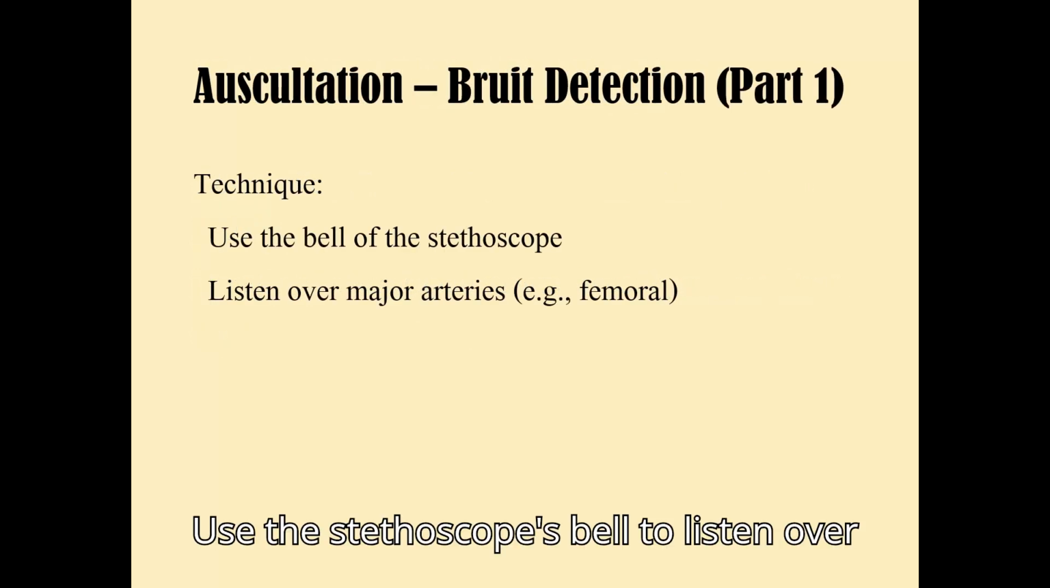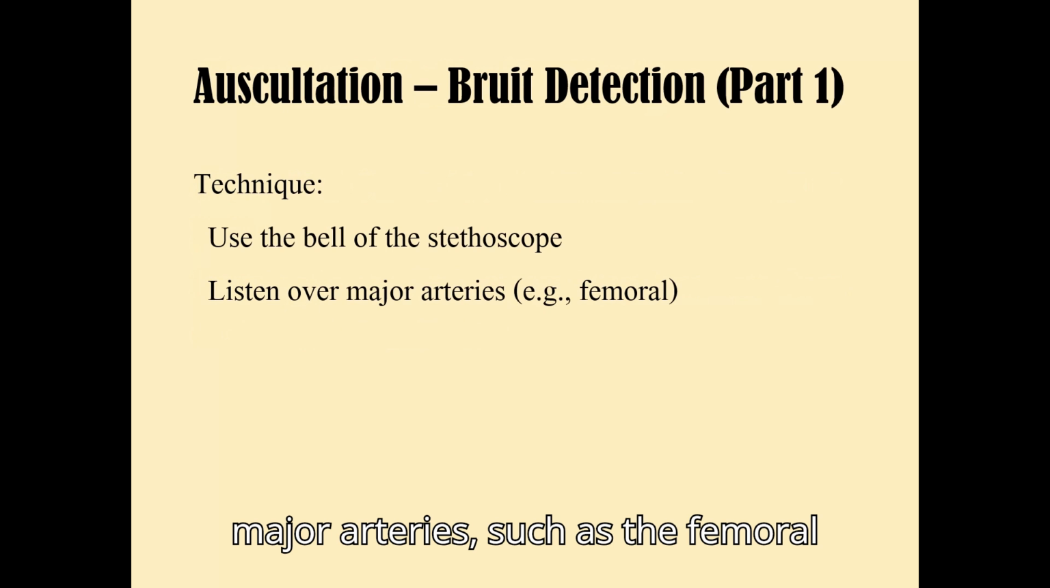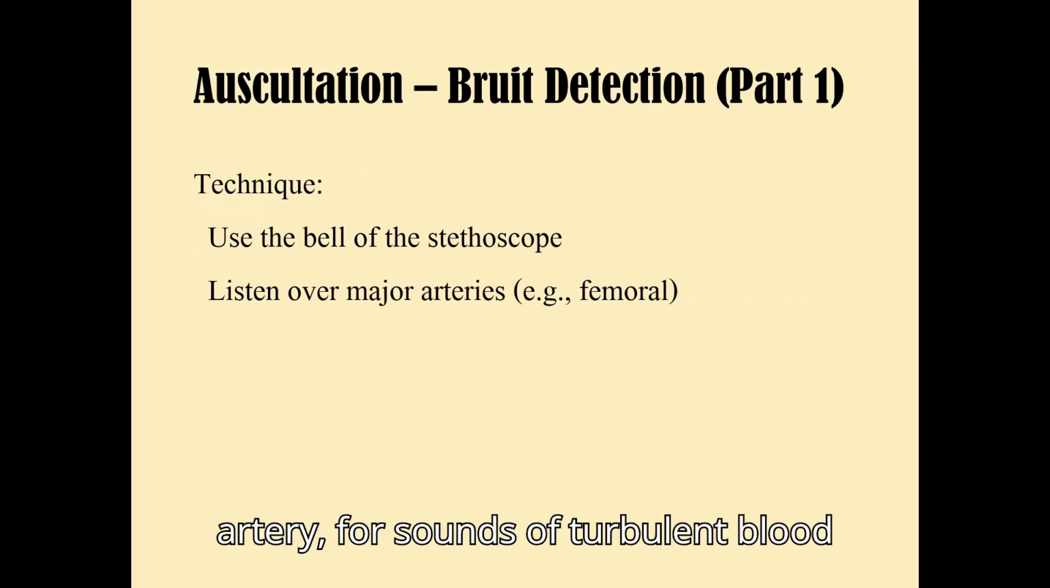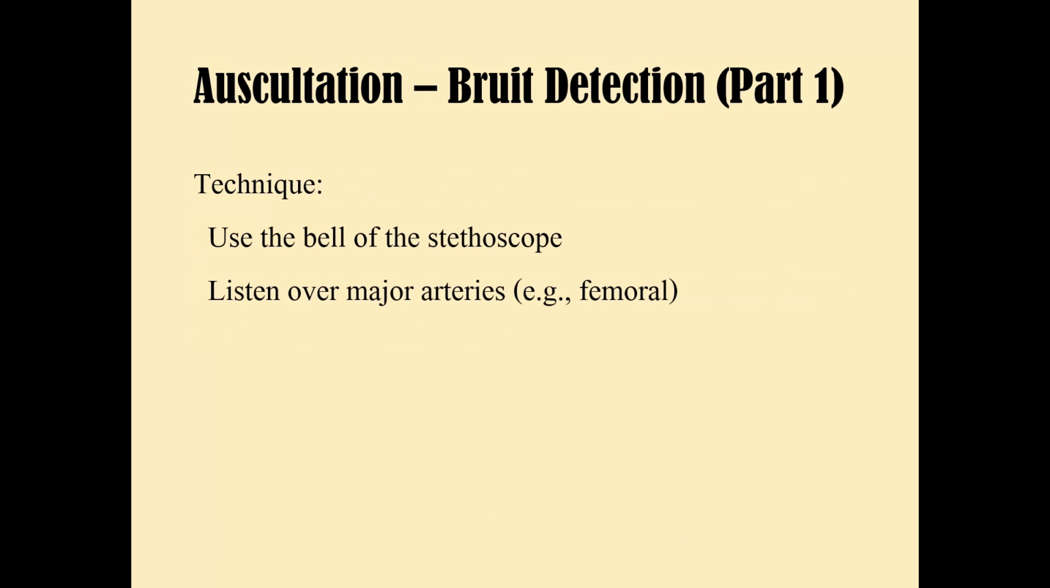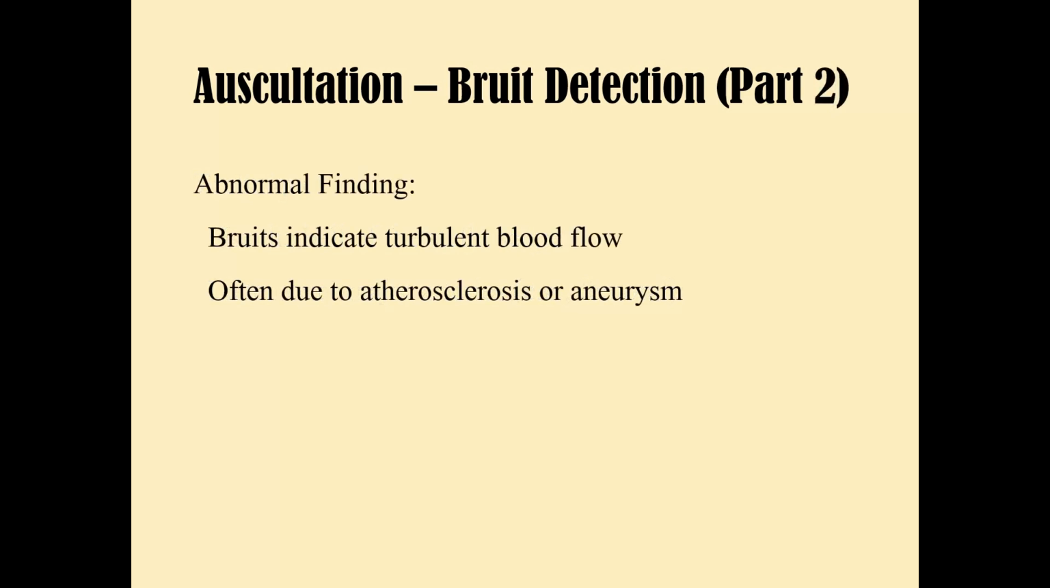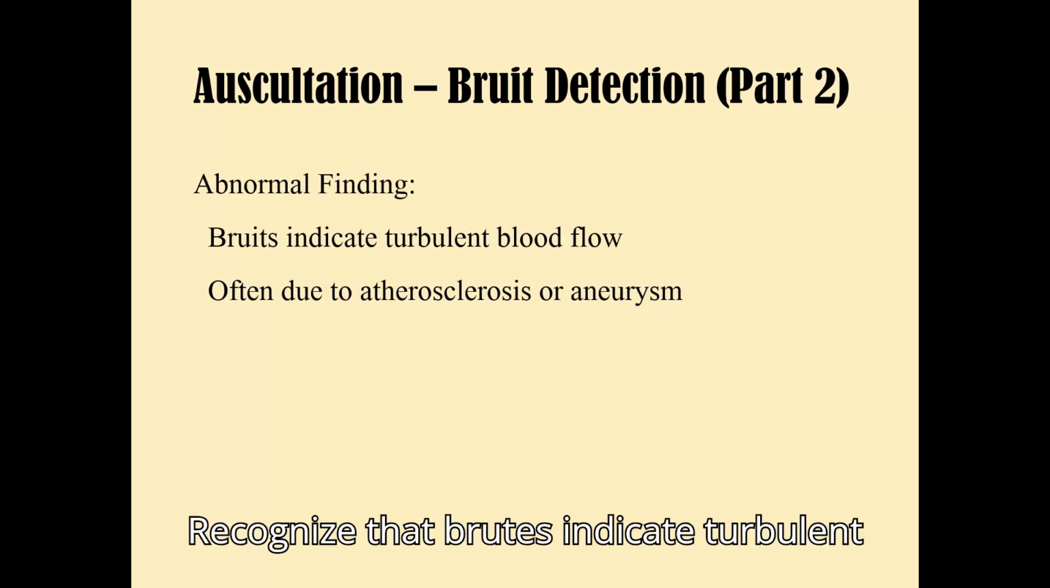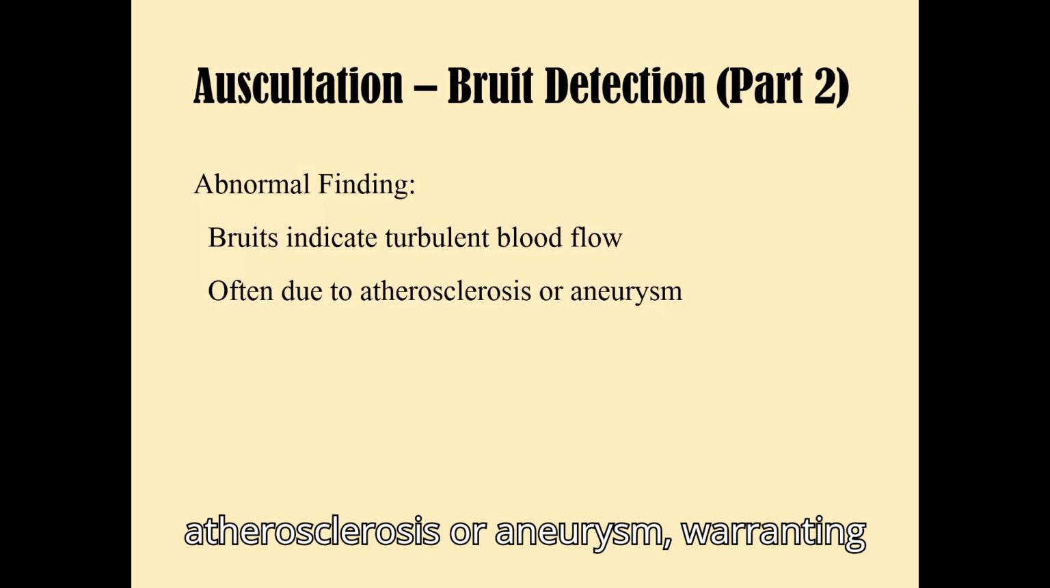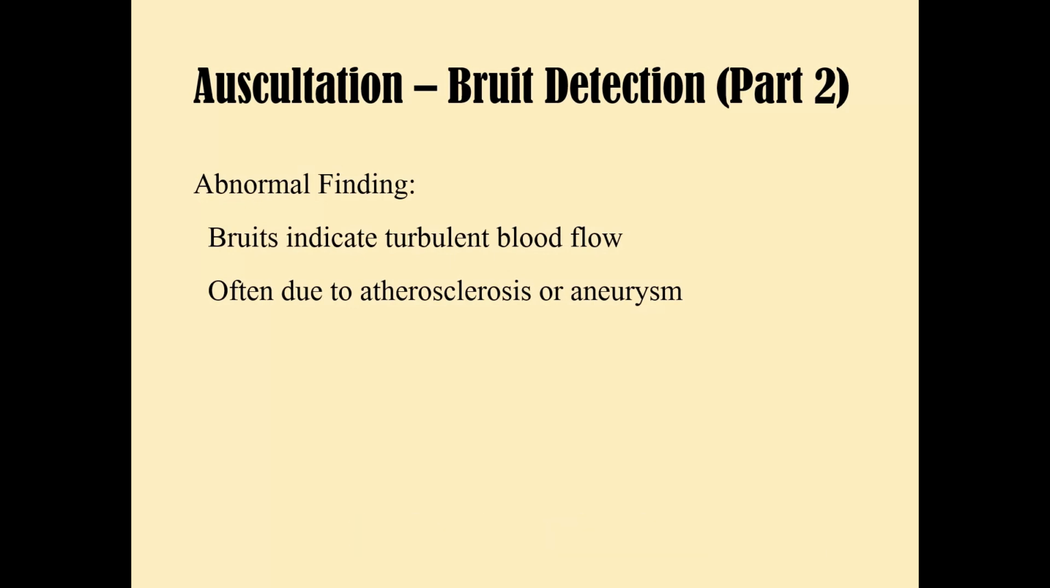Use the stethoscope's bell to listen over major arteries, such as the femoral artery, for sounds of turbulent blood flow. Recognize that bruits indicate turbulent blood flow, often caused by atherosclerosis or aneurysm, warranting further investigation.